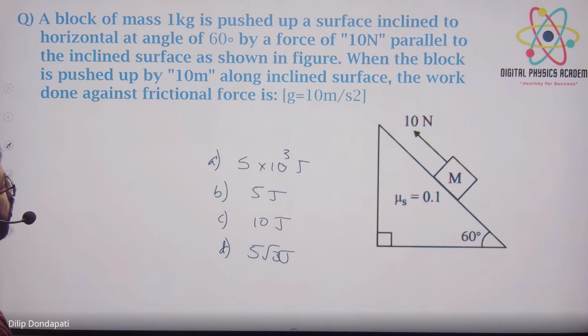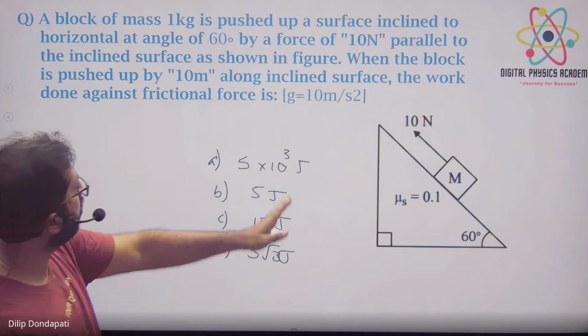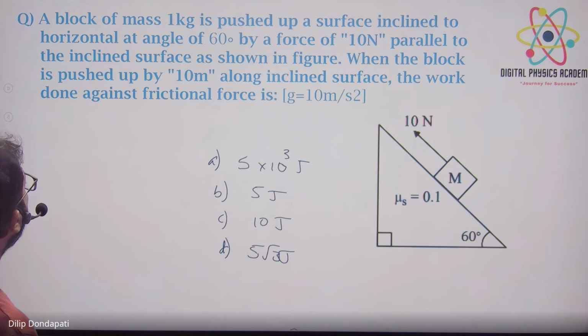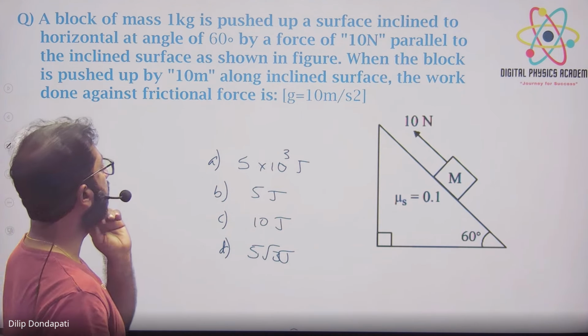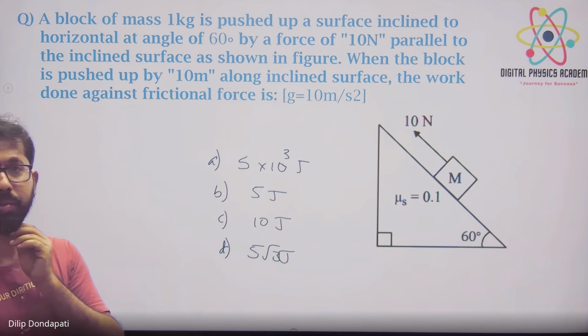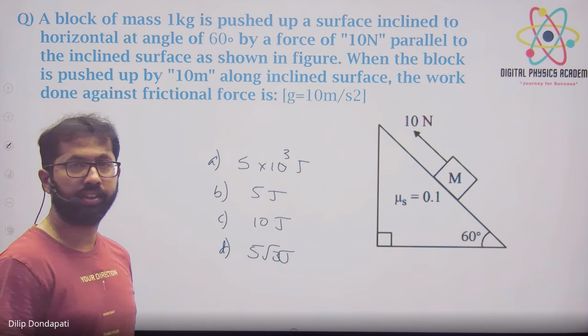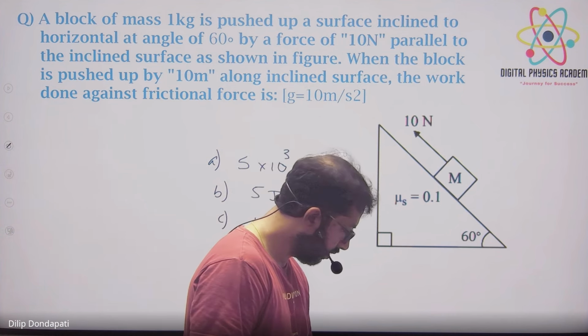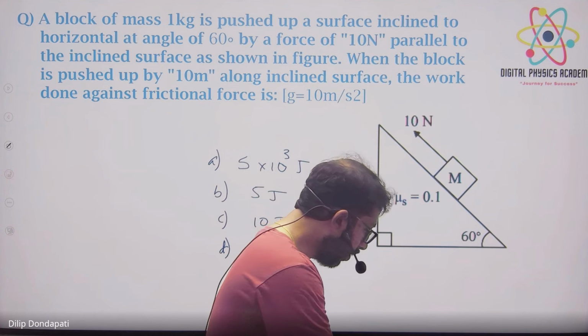A block of mass 1 kg is pushed up the surface inclined horizontal with an angle 60 degrees. मैं mass को पहले ऊपर push कर रहा हूँ parallel to the inclined surface. When the block is pushed by 10 meters along the inclined surface, the work done against friction force, simply work done by friction force you calculate. So there's no point in using 10 newtons, right? 2024 करो. I'll tell the answer.